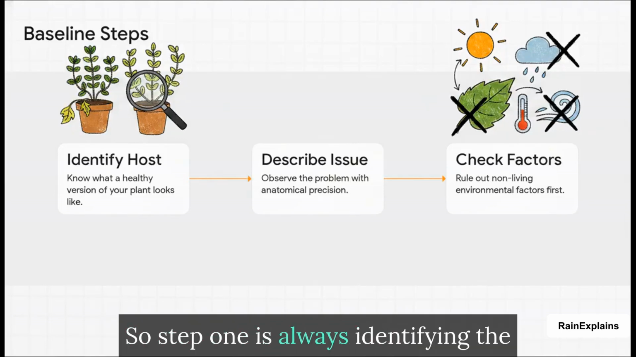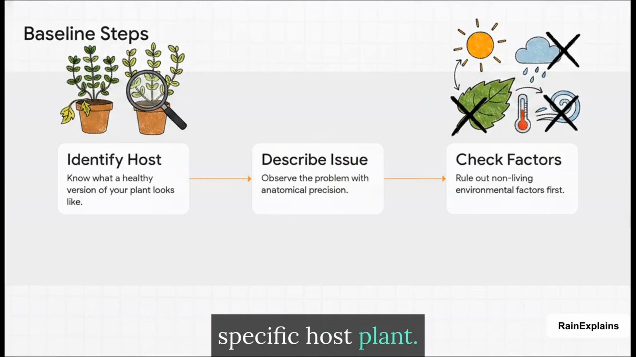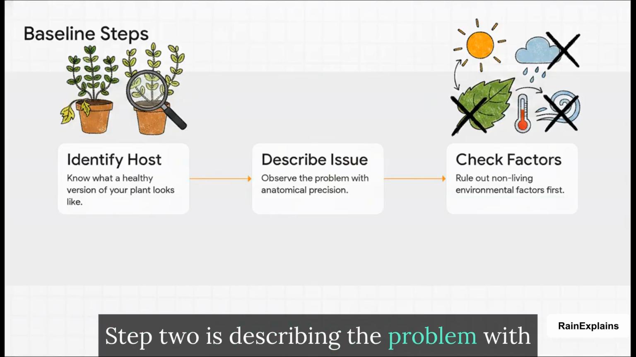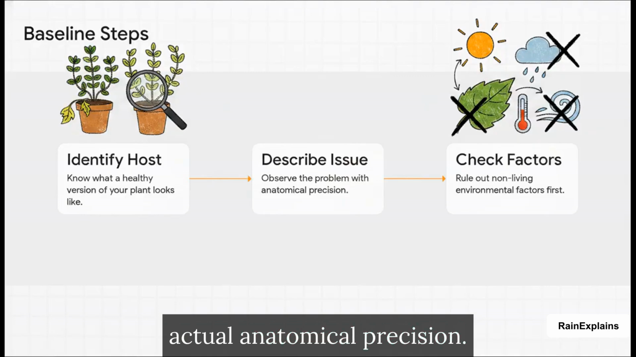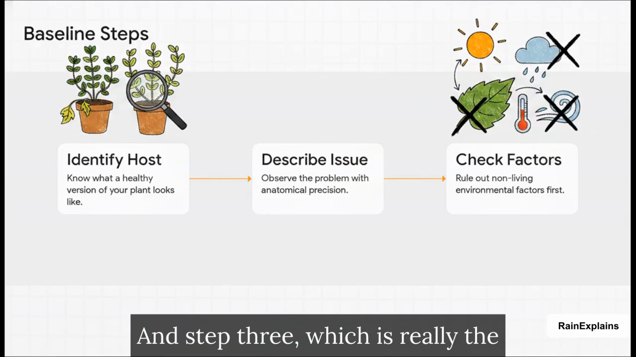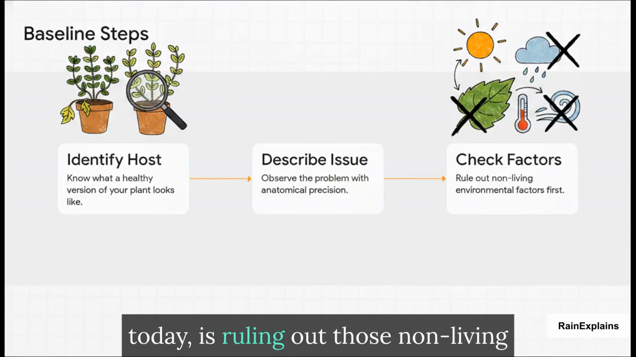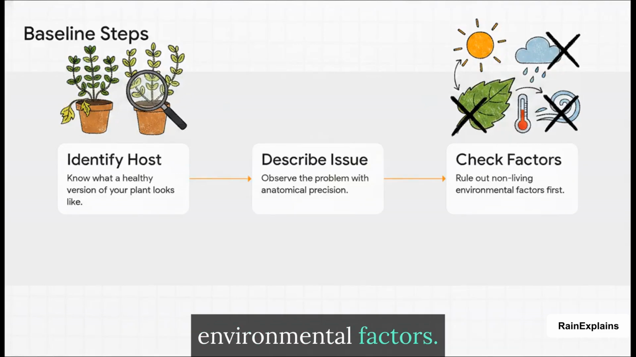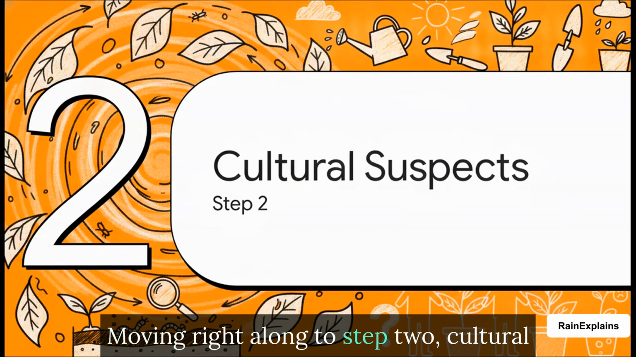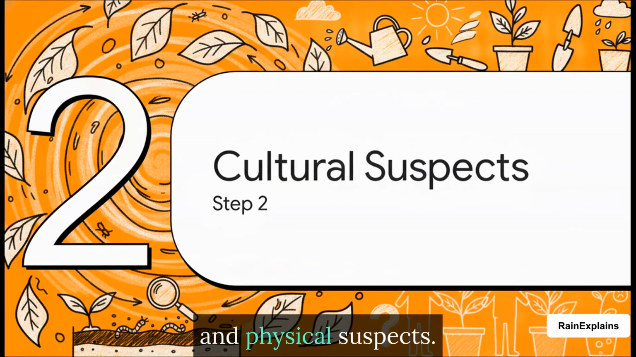So step 1 is always identifying the specific host plant. Step 2 is describing the problem with actual anatomical precision. Is it hitting the old leaves or the new growth? And step 3, which is really the cornerstone of our entire explainer today, is ruling out those non-living environmental factors. Moving right along to step 2, cultural and physical suspects.